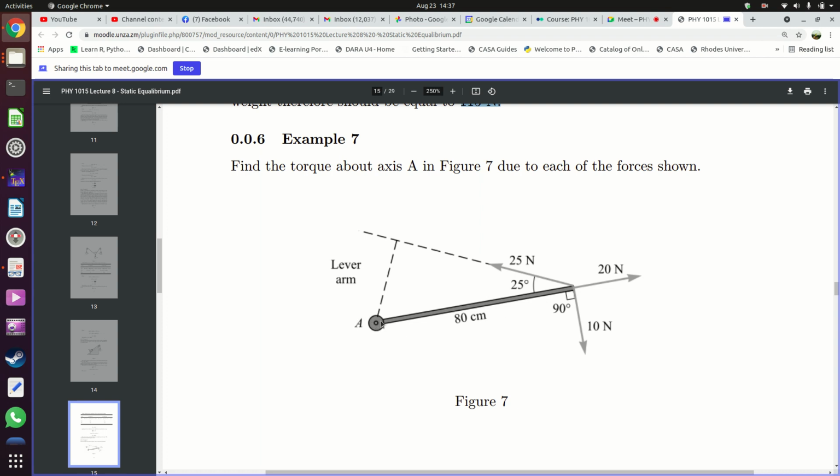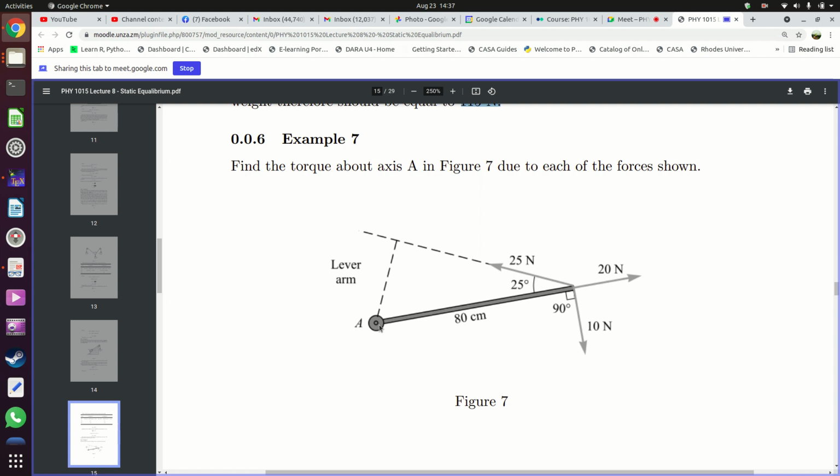This point A is basically what we call a pivot, which is the center of rotation of this particular bar. So you have got something which can rotate. You've got a bar which can rotate, and what we are trying to do is find out how much turning each of these forces causes.